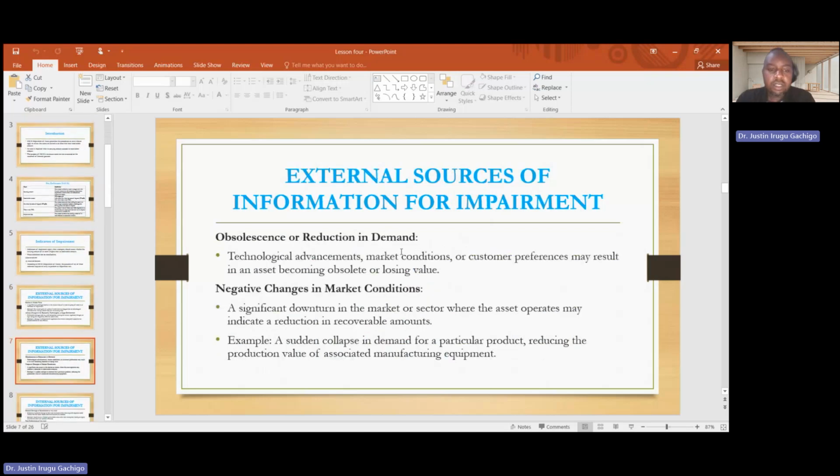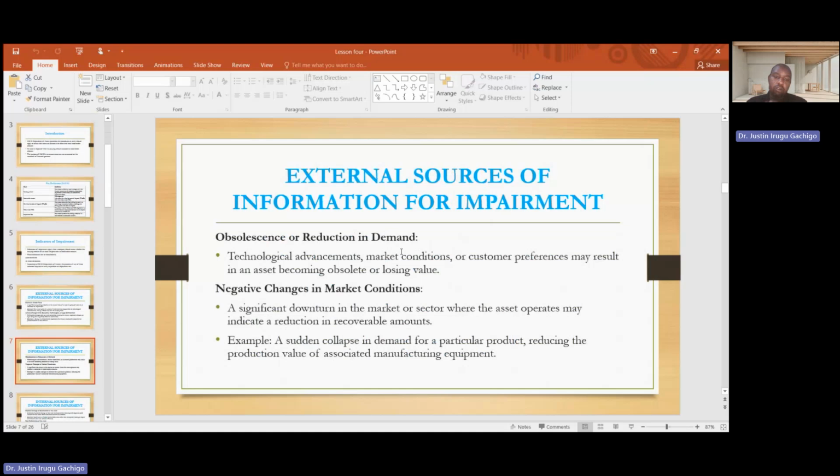Obsolescence or reduction in demand. Technological advancement, market condition, or customer preference may result in an asset becoming obsolete or losing value. So you find that some assets may lose value because of the technology. An asset that was used before cannot be used right now because it has been overtaken by the technology. You remember, initially we were using the analog TV. Today, we are using the digital TV. So whoever owned those assets, or the company which used to manufacture those analog TVs, became obsolete.